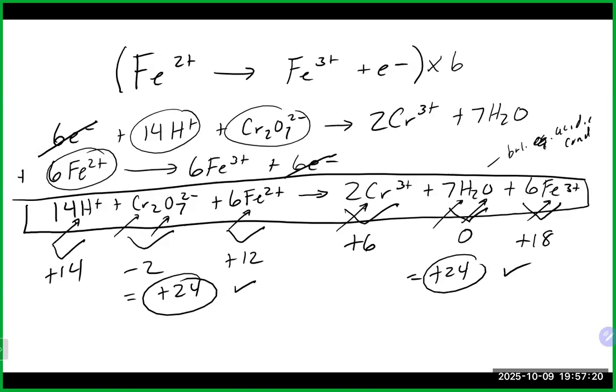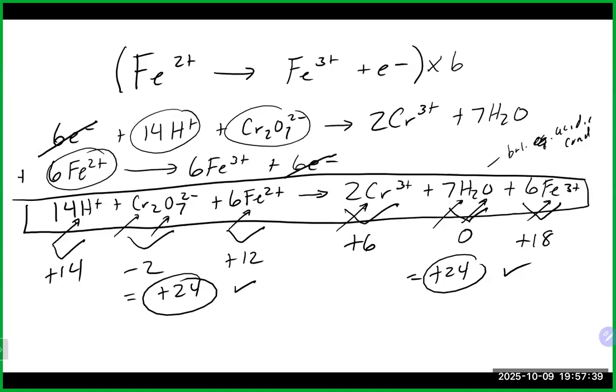So when you're done with these, it needs to be balanced just like a normal equation, with the exact same elements on each side. The overall charge on the left and right needs to be the same. Again, they do not have to be 0 on both sides. Any questions on that? This is acidic conditions.